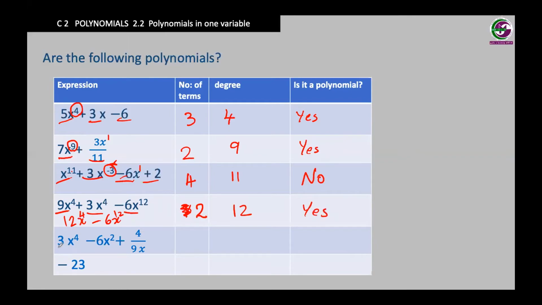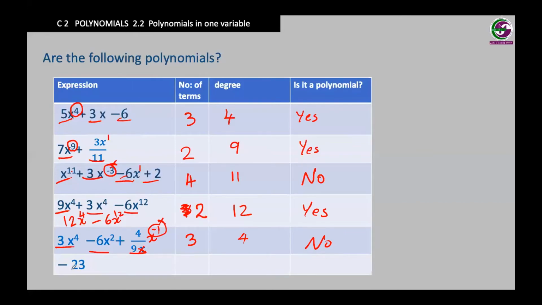Next, how many terms are there? First one, second one, and third one. 3 terms are there. What's the degree? The degree here is 4, degree here is 2. And when you write this in the standard form, it will be x power negative 1. So highest power is 4. Is it a polynomial? No, because negative 1 is not a whole number.